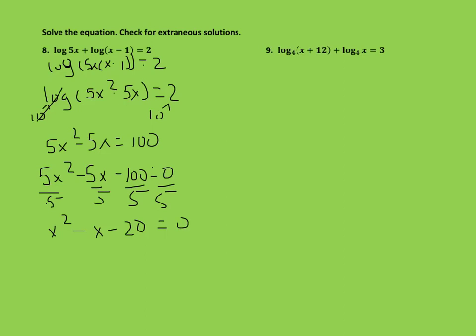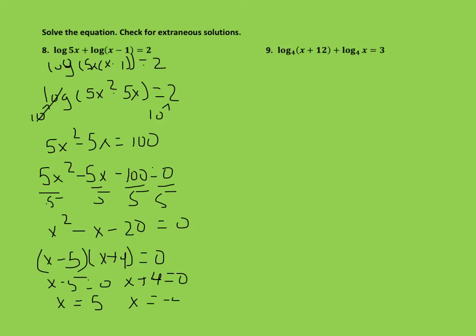So I have to factor. What multiplies to negative 20 and adds to negative 1? Negative 5. Positive 4. So I get x minus 5 equals 0. X plus 4 equals 0. X equals 5. X equals negative 4.